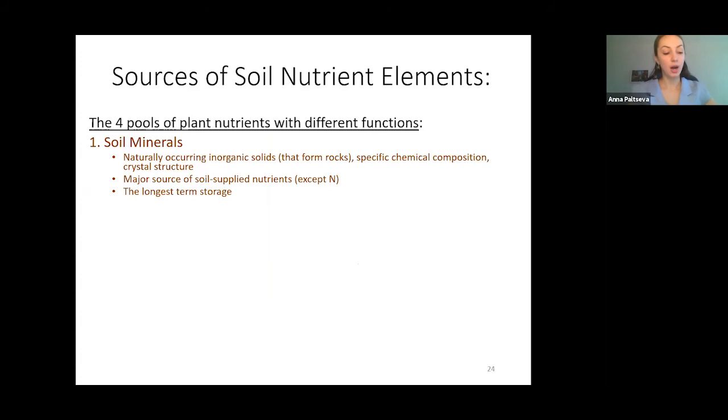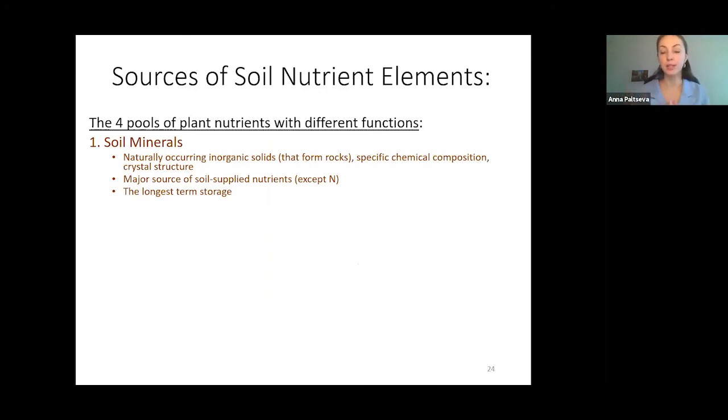So how is it related to the nutrients? Now we looked at the processes, right? We saw different stages: rocks and minerals exist, then they break down through weathering processes, and they're also transported. But then what does it mean for our plants?